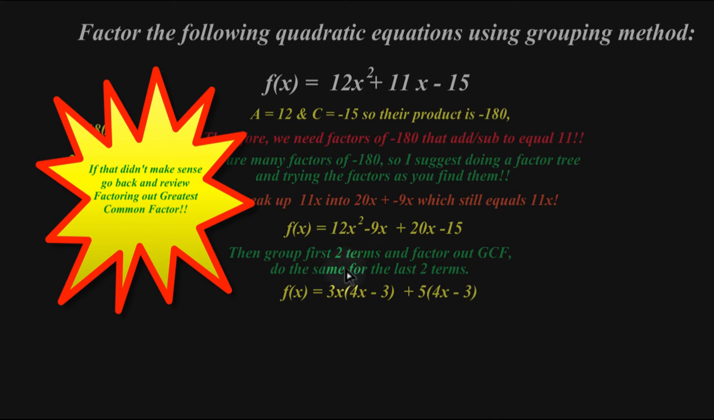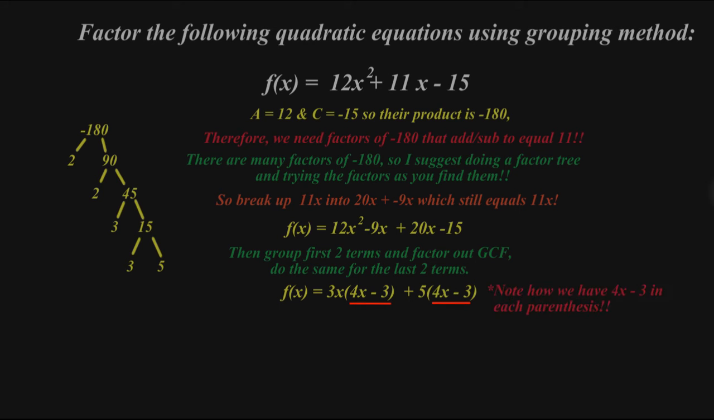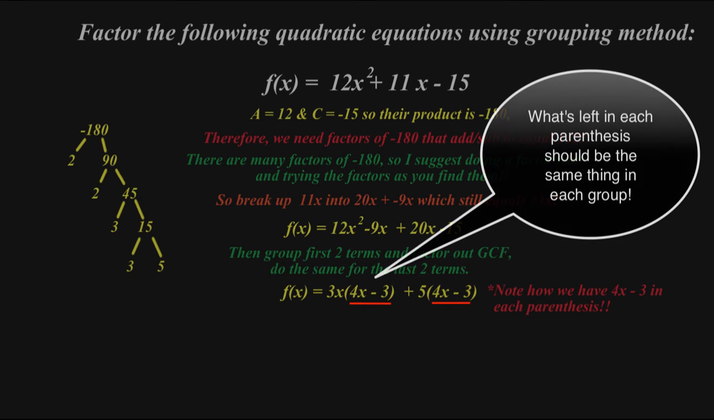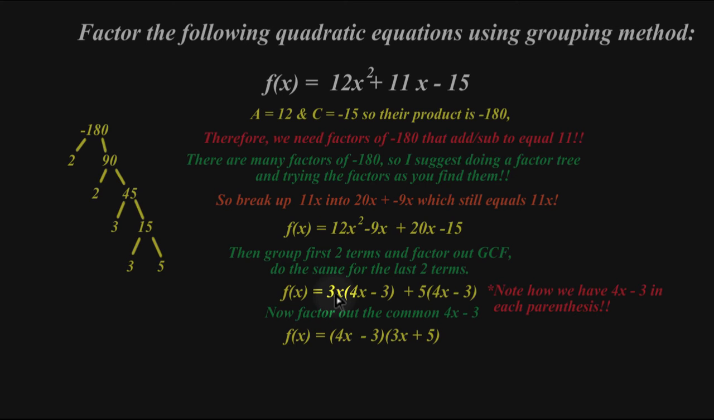Now, just like there was a 3x common to the first two and a 5 common to the last two, you should notice that the 4x minus 3 is showing up in both sets of terms. So you see how there's a 4x minus 3 there and a 4x minus 3 there as well? Let's factor that thing out. If you notice, what's going to happen if we take this and divide it by what we're factoring out, the 4x minus 3's are going to cancel and you're going to be left with what's in front of the parentheses. That's going to happen in both scenarios.